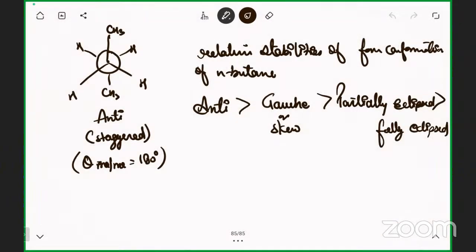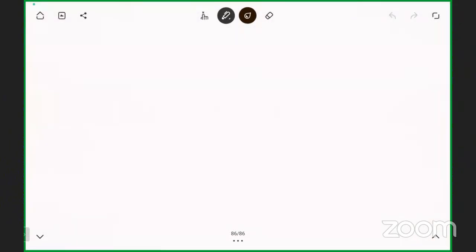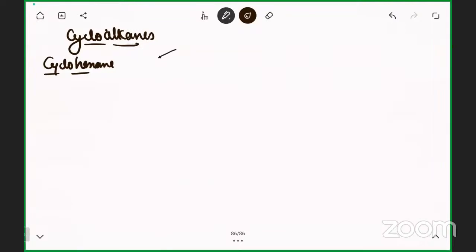Okay. So let's talk about the cycloalkanes, and we will do the conformation. See, cyclopropane, cyclobutane, these are planar structures. Okay, we'll talk directly about cyclohexane. In the cycloalkanes, we'll talk about cyclohexane, and the basic structure we have learned is this one.